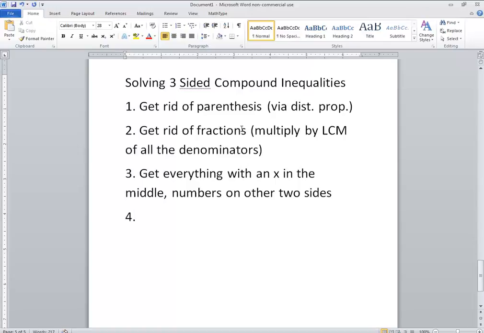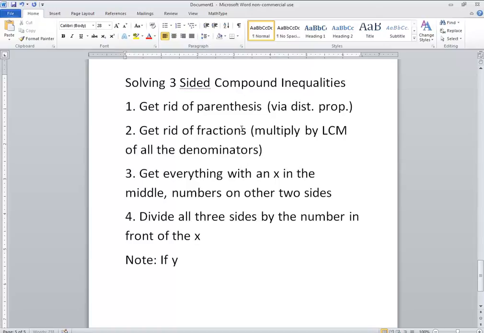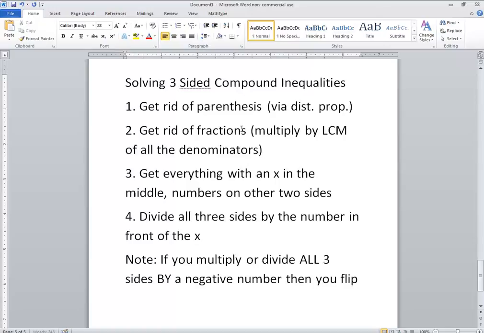And step 4. Now, after we get everything in the middle, we're of course combining together like terms. I didn't write that at the top, but that's implied at any step. Then our step 4 is to divide all three sides by the number in front of the X. And I'm putting this in terms of X, but you can have any variable. And of course, the number in front of the X, that's the coefficient. Okay, we have a note at the bottom. It says, if you multiply or divide all three sides by a negative number, then you flip the inequality symbol.